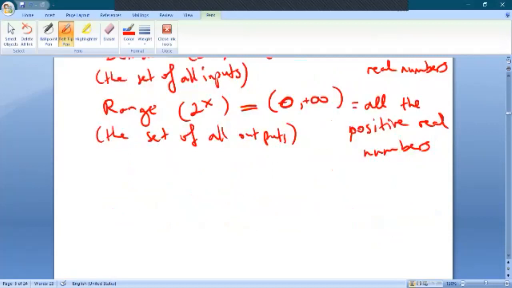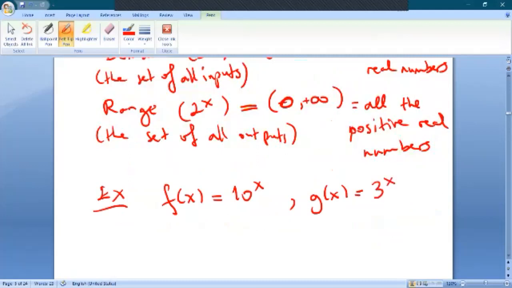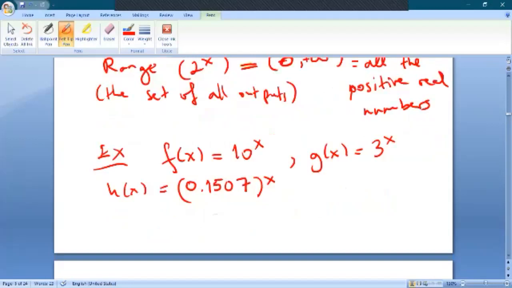Of course, you can change the base to some other base. Let's say 10 to the x. This is another exponential function. Or you can make the base 3, 3 to the x. This is another exponential function. In real life models, we may have some other numbers, like 0.1507 to the x. This is another exponential function, but in real life, we may have less round numbers.